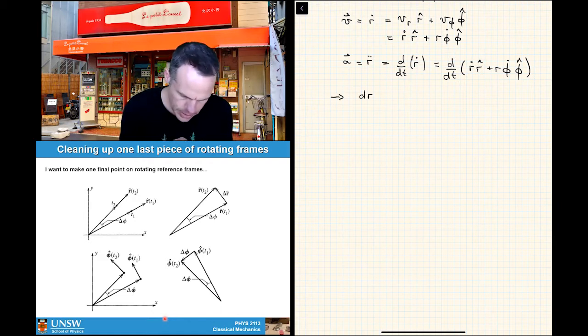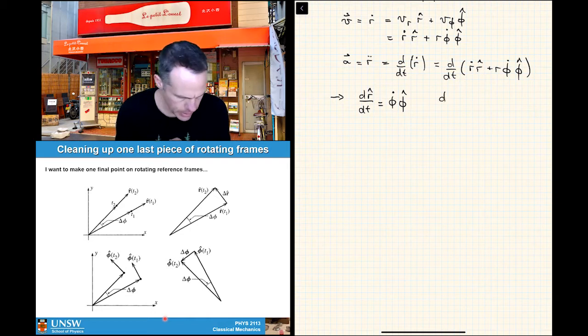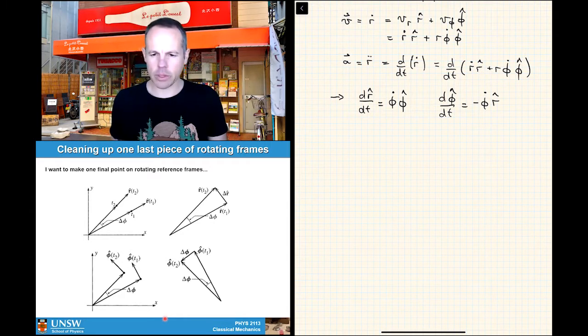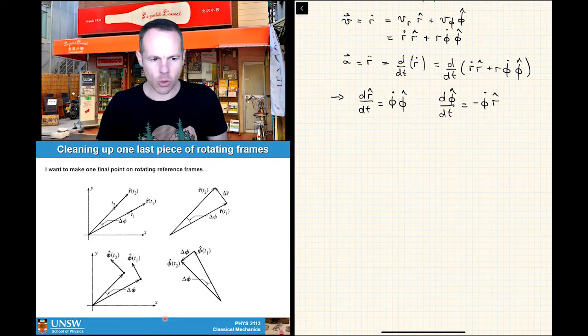First one is d r hat on dt is equal to phi dot phi hat, and the second one is d phi hat on dt is equal to minus phi dot r hat, okay? And at first, some of you will say, well, where did he pull these from? Some of you will go, oh yeah, I've seen these in my maths courses already.